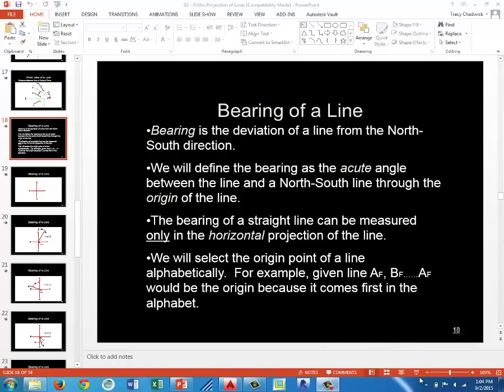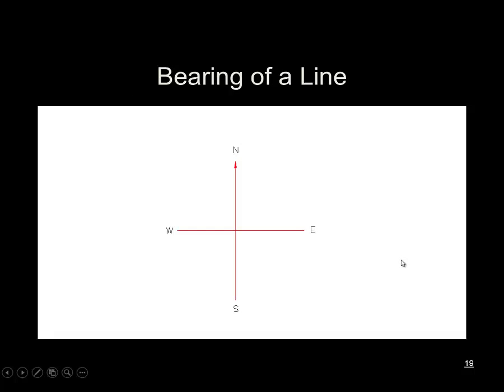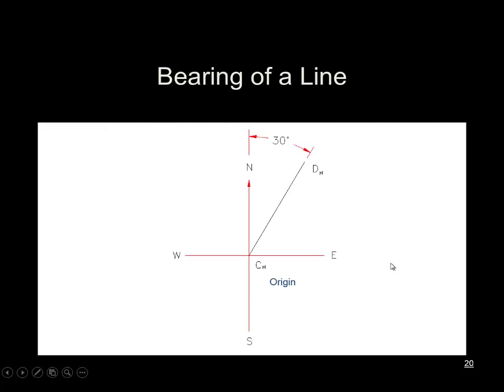So again, that's all laid out here in the slide, and those are up on Learning Zone as well. Again, I want to stress, only in the horizontal projection, and then we're measuring from north, south, and going alphabetically. So kind of like what I just drew out for you. Here's a line 30 degrees away from north. So can somebody tell me what the bearing of this line would be?